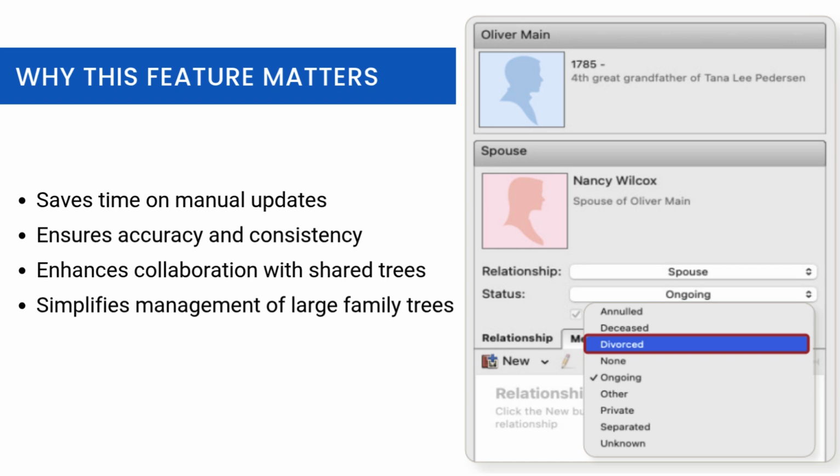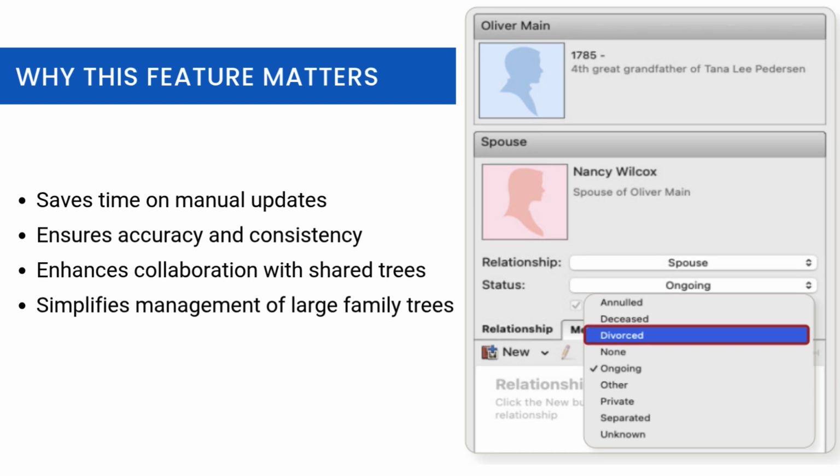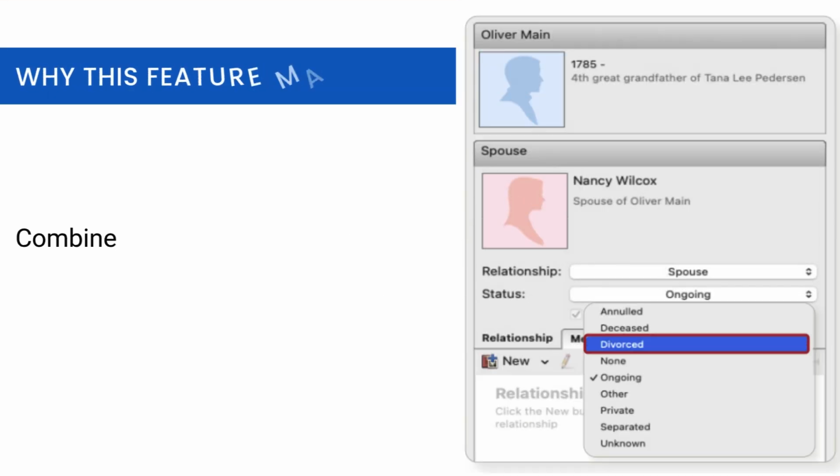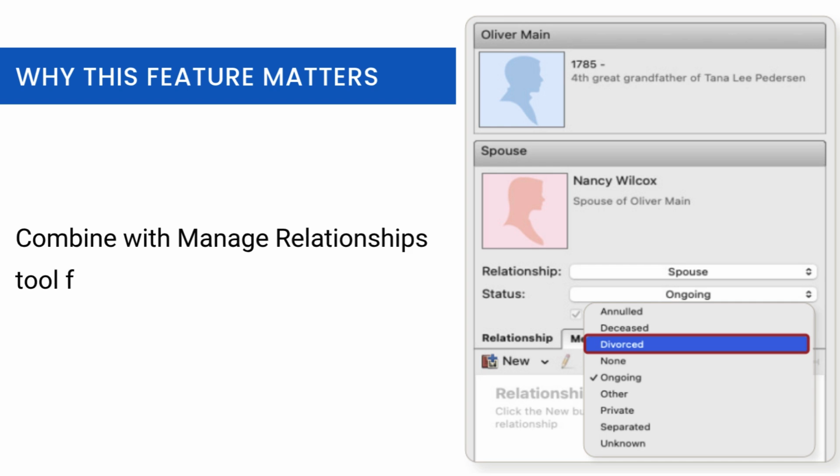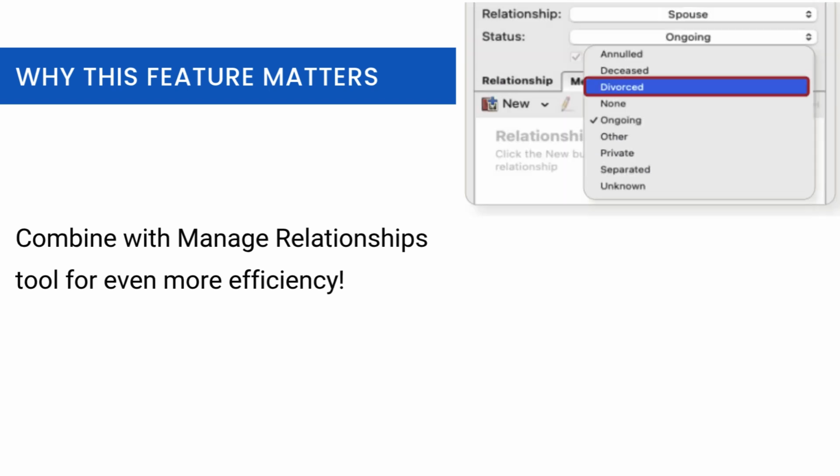If you're sharing your tree with family members through features like FTM Connect 2.0 or the Connect workspace, having accurate, automated statuses ensures everyone sees the most reliable data. Finally, this feature is a great example of how Family Tree Maker 2024 leverages automation to make genealogy easier and more efficient. Whether you're a beginner or a pro, this setting is a must-use.